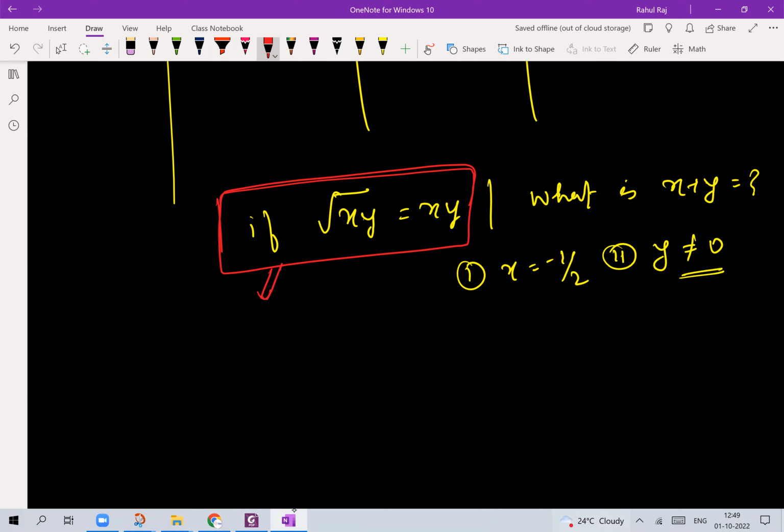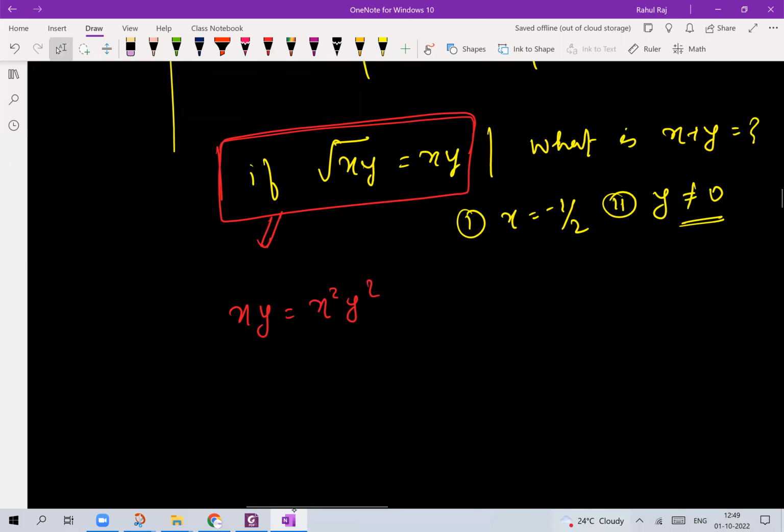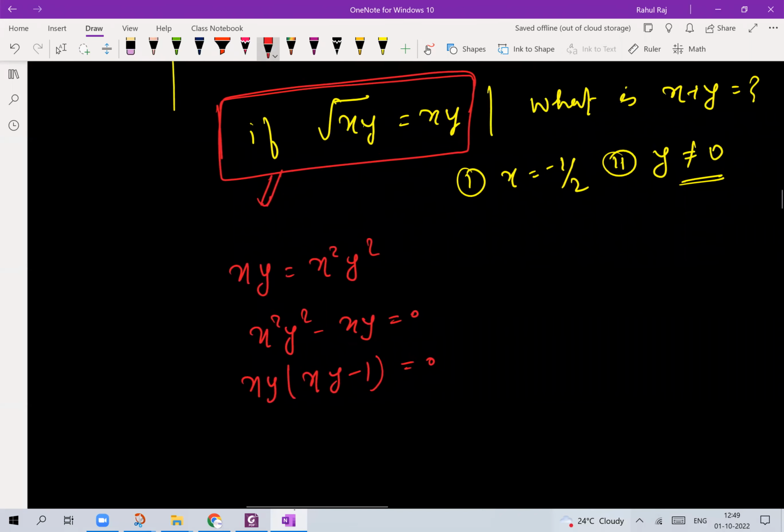So what exactly do I get from this information? Let us solve this information first. If I square both the sides, what will I get? I will get xy is equal to x square y square. Can I bring it to that side and say x square y square minus xy is equal to 0? That is xy into (xy minus 1) is equal to 0. So it says a times b is equal to 0.